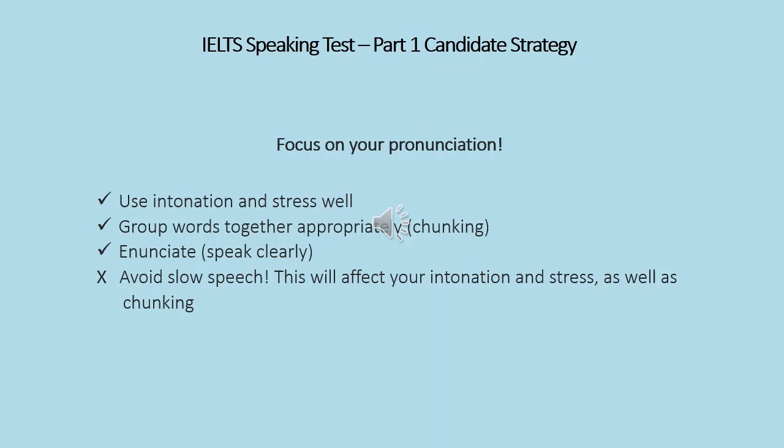So what should the candidate do? What kind of strategy? Well, focus on your pronunciation. Use intonation and stress well when you're speaking in part one. The tone should go up and down, conveying meaning. Group your words together appropriately. We call this chunking. Enunciate. Speak clearly. Be sure that you work on speaking your word endings, and avoid slow speech. If you use slow speech, it will affect your intonation and stress as well as chunking.